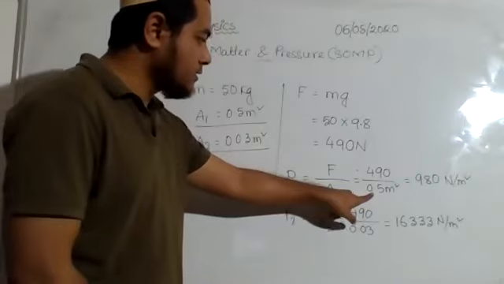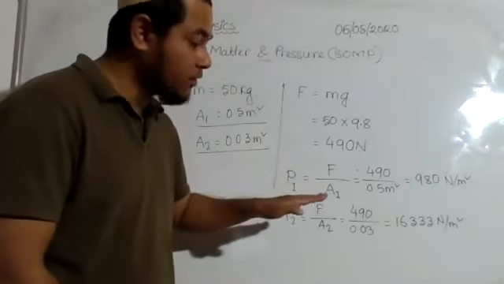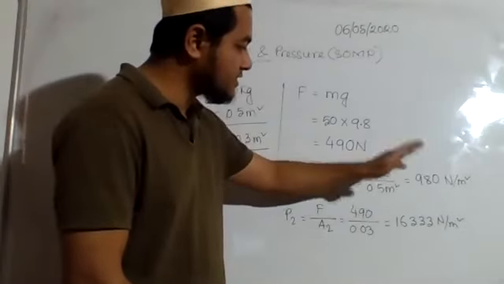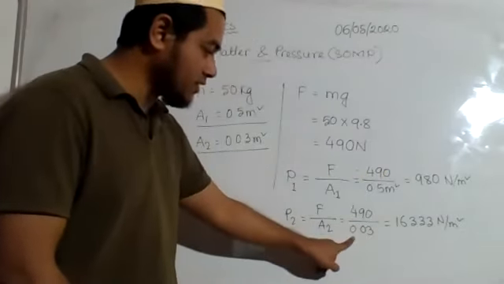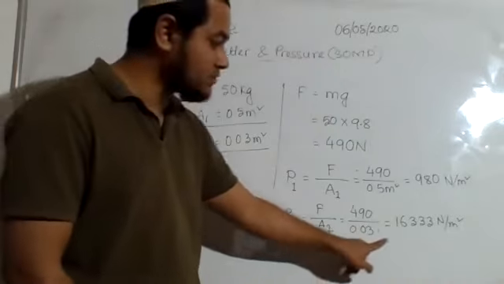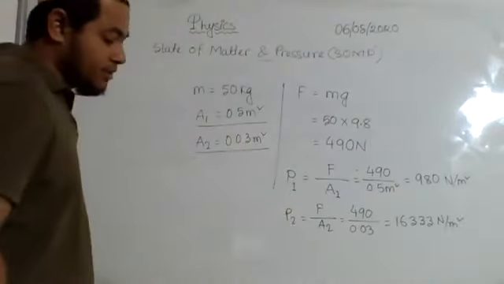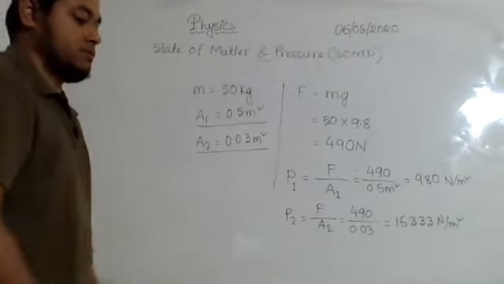So now as you can see, when you lie down, the area is higher, that is why the pressure is less. But when you stand on the ground, the area is less, that is why the pressure is higher. Okay, anybody has any doubt in this example?